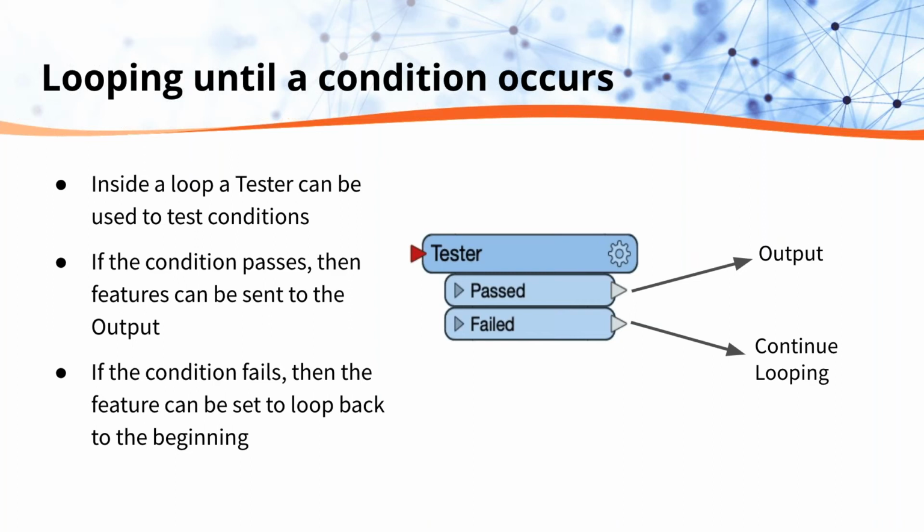So, looping until a condition occurs. Mark did show this off, but I'll be taking a little bit of a different approach to it. Basically, you can use a tester to test, should I continue on and send my features to the output, or do I need to continue looping? So we'll check that out.